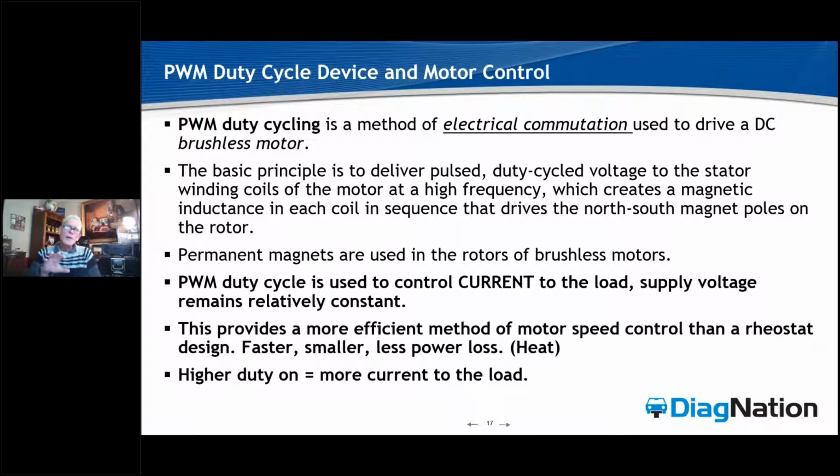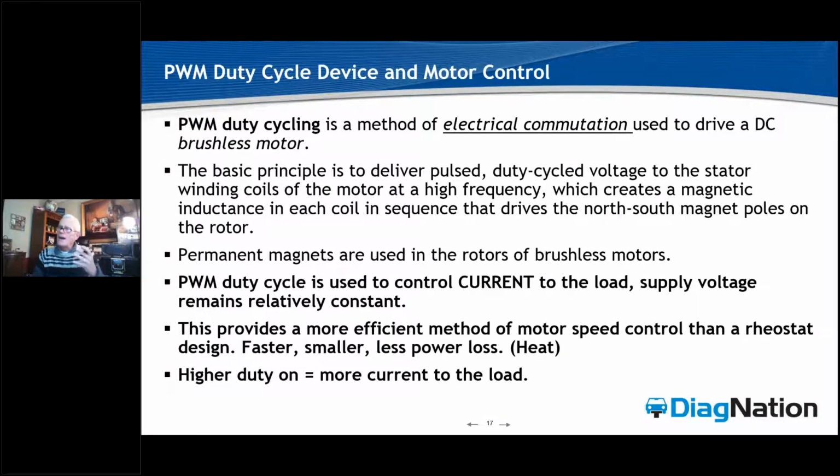So when we're looking at pulse width modulation motor controls, we want to remember that voltage is always going to be considered stable. Because we're using pulse width motor control, our voltage is always going to be averaging around 12 volts or circuit voltage.